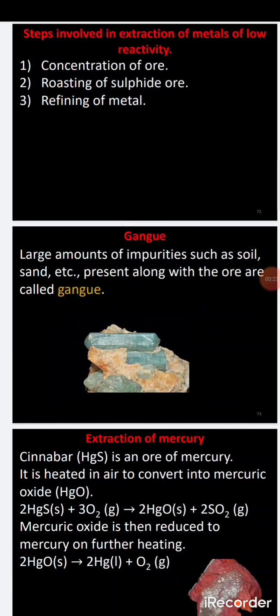Which metals are low in reactivity? As already mentioned, gold, silver, platinum and copper come under this category. First we'll discuss how the extraction of metals low in the activity series can be done. Next we'll discuss extracting metals in the middle of the activity series.